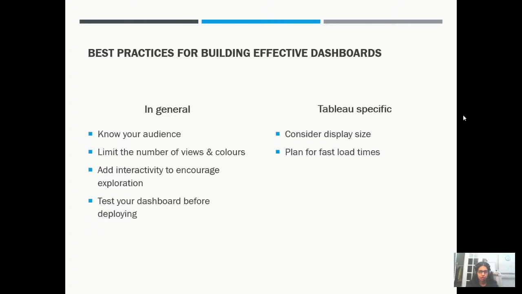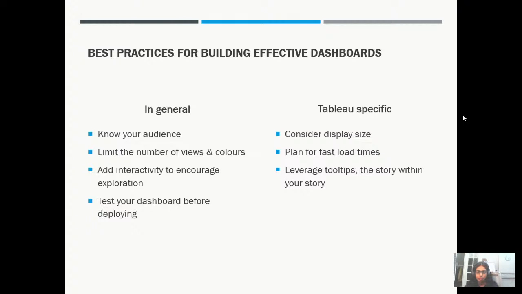Plan for fast load. Sometimes, if your data is too big, instead of connecting to the whole data, you can pre-process it in SQL or Python pandas, and then use only the processed file. You can already aggregate and create pivot tables in pandas or SQL, and then visualize only that table inside Tableau. But what you need to remember is that when you pre-process the data, the drillability is lost. The ability to drill down to the lowest level is lost. So make sure your audience is okay with that.